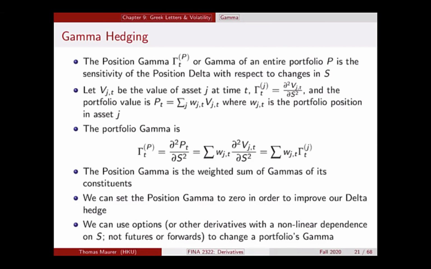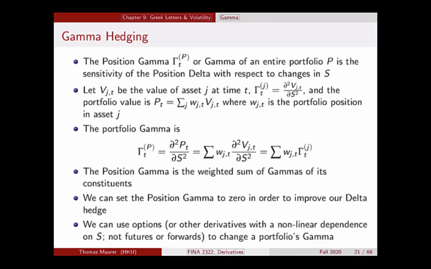Just maybe one point to notice here: you can only use options or some derivatives which are non-linear in their dependence on the underlying asset to actually change the gamma of a portfolio. So just buying the underlying asset itself, well, because the price is just S, and taking the second derivative of that is zero, that doesn't actually help us to change the gamma of a portfolio. And similar investments in risk-free assets, like buying or selling bonds, don't have gamma, so they cannot be used to hedge that risk.